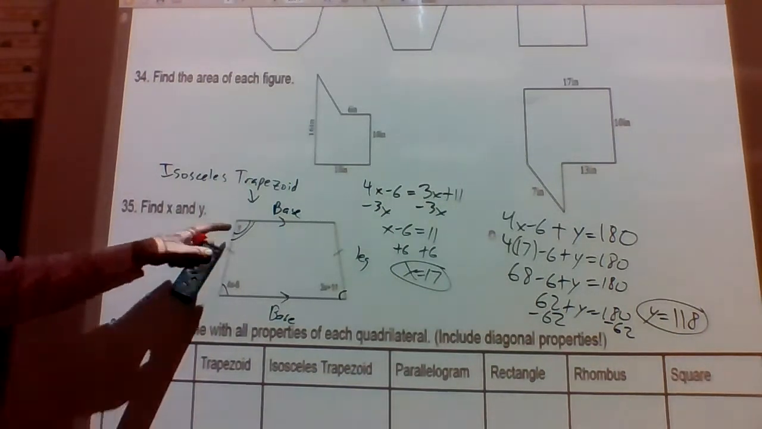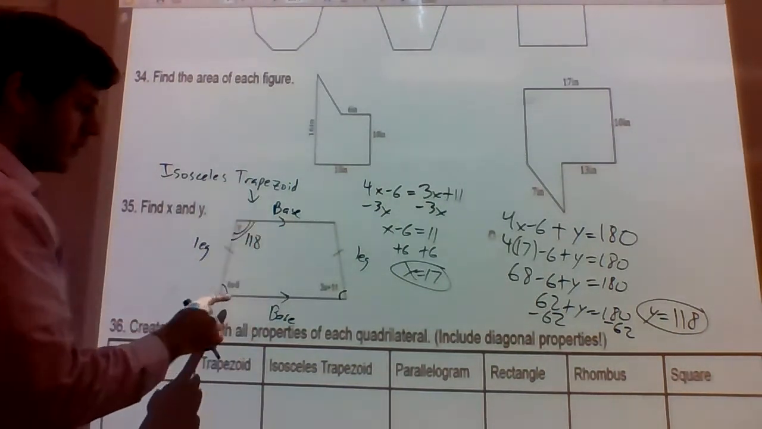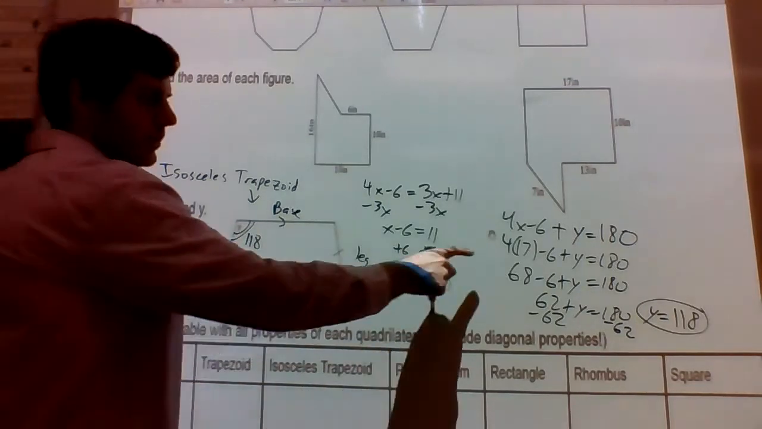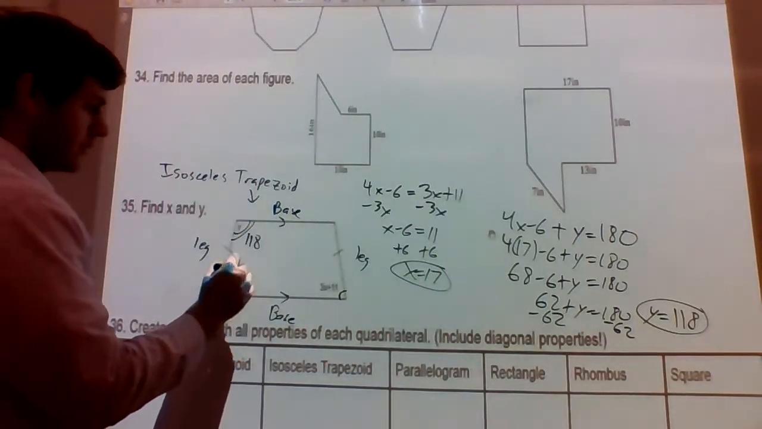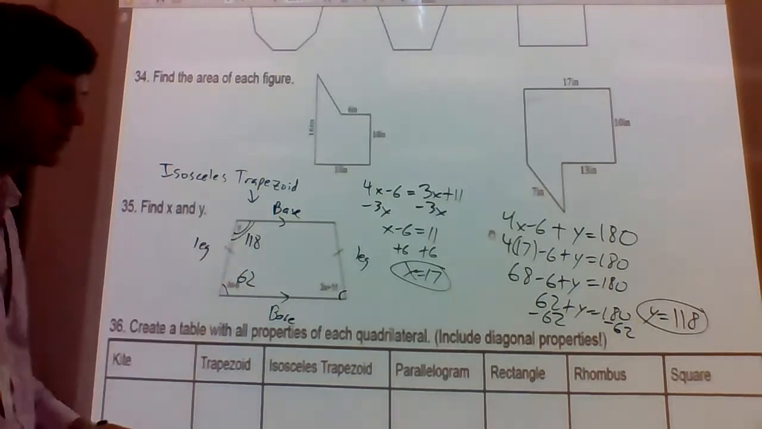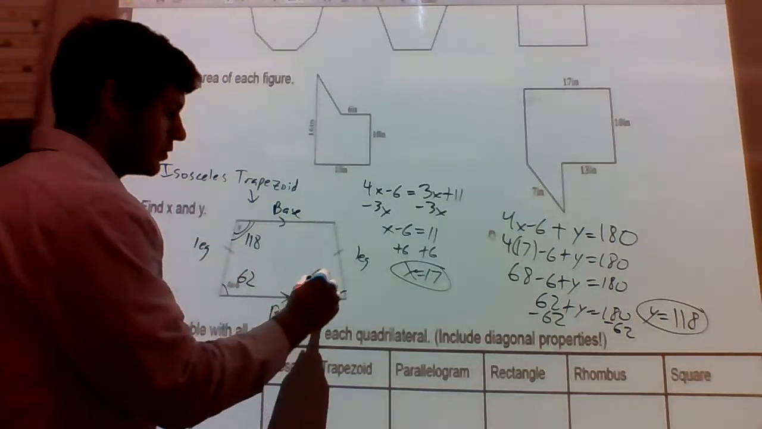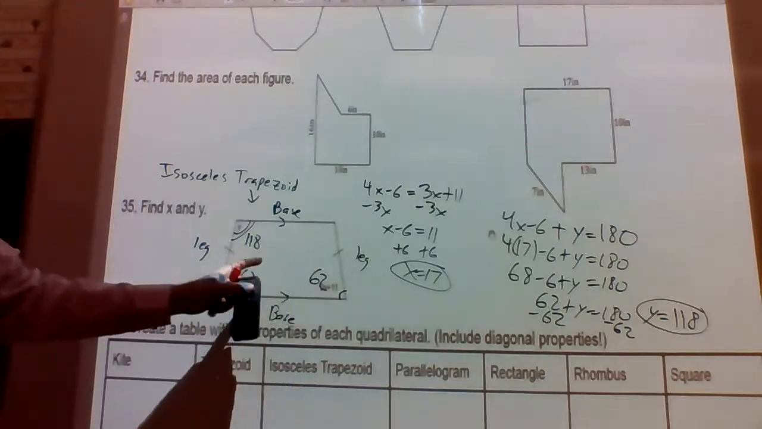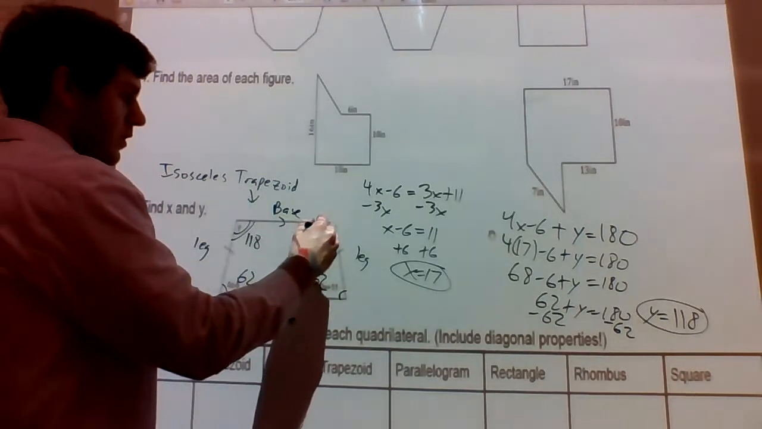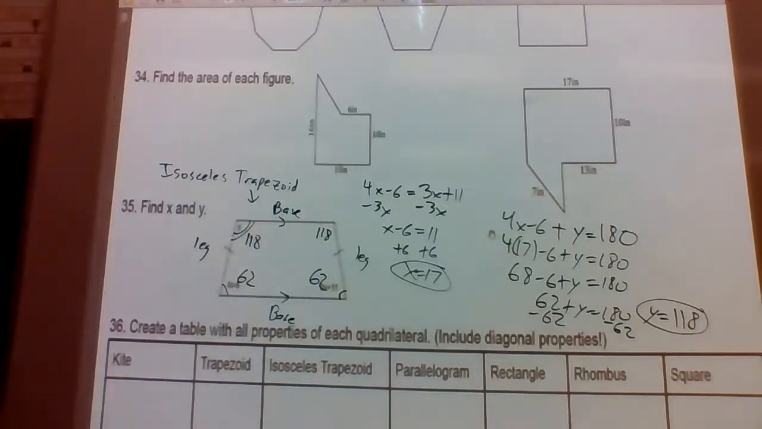We plug them in. y is 118. 4 times 17 is 68. 68 minus 6 is 62. Are these supplementary? Yes. And then 3 times 17 is 51. 51 plus 11 is 62. So we know we have the right answers. And we know this one is going to be 118. Okay. So 35, we are good on.